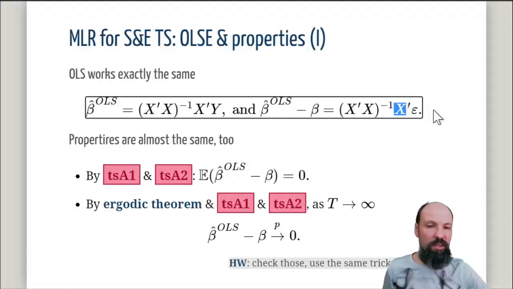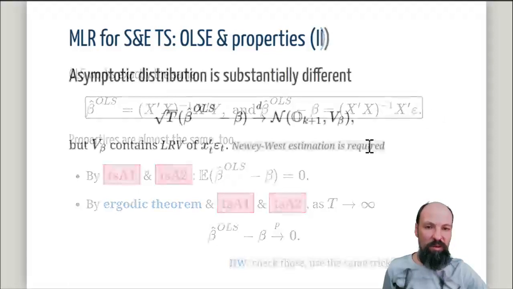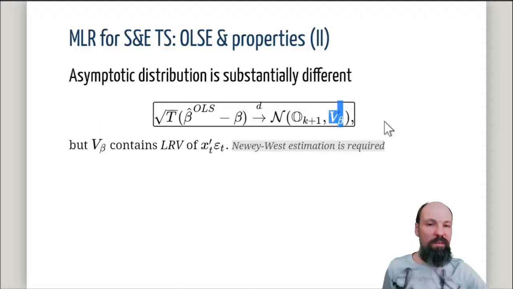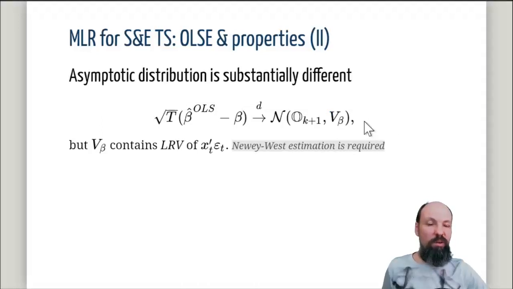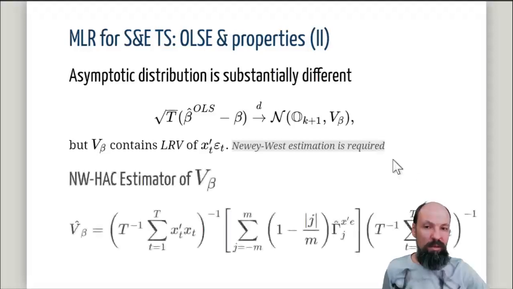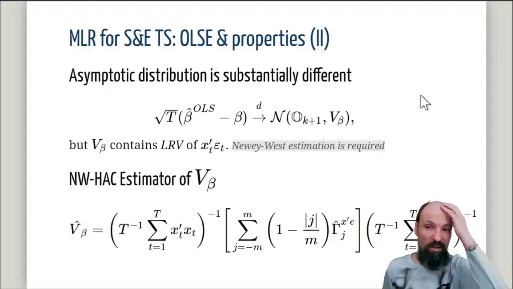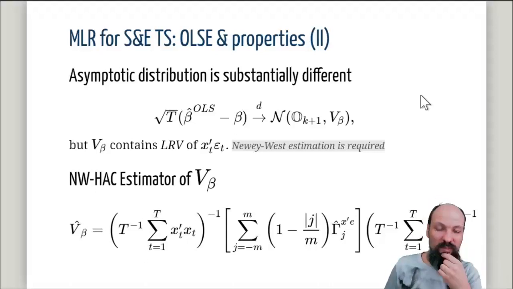X is just a stationary time series. It also might be correlated. When we estimate this matrix, we have to use the long-run variance estimator. And then the typical Newey-West estimator of the variance-covariance matrix of the coefficients looks like this. It is ugly as dark night, but this is what we get.